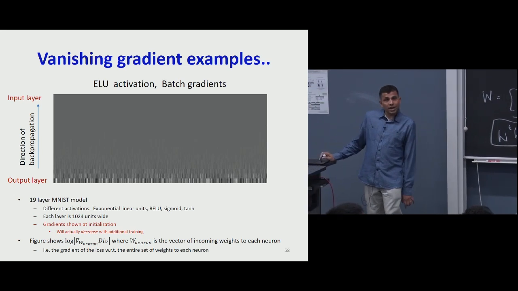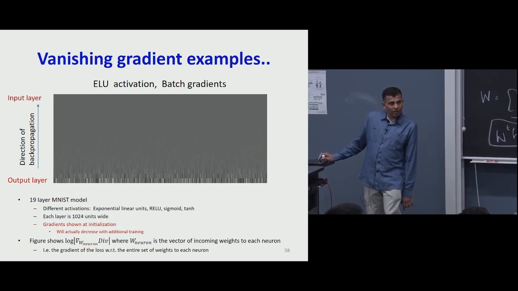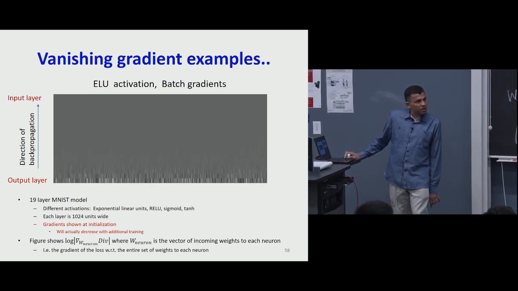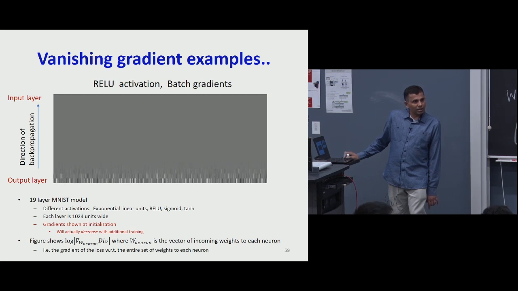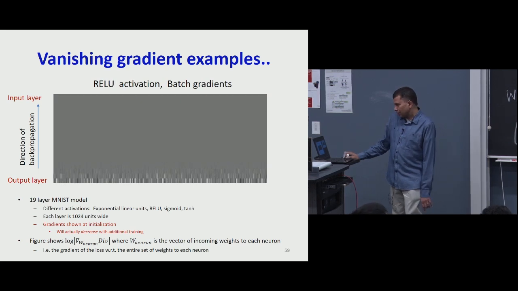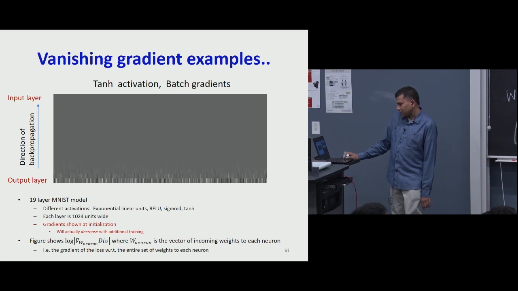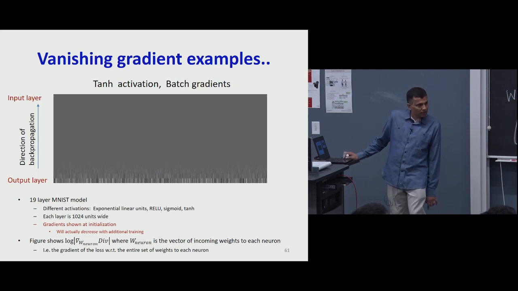This is for an ELU activation. This is the gradient over an entire batch. This is for a ReLU activation. For an ELU activation, the gradients persist for a little while. For a ReLU activation, they vanish faster. For a sigmoid activation, they vanish faster still, right? And for tanh, it's even worse. So you can see what is happening over here: as you go backward through the network, the gradients disappear really quickly.